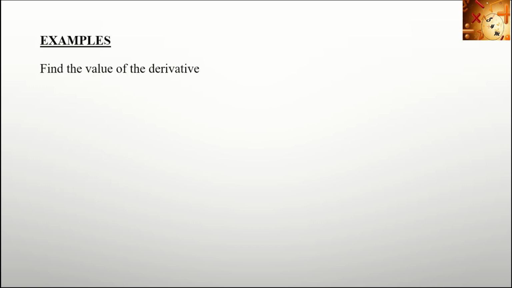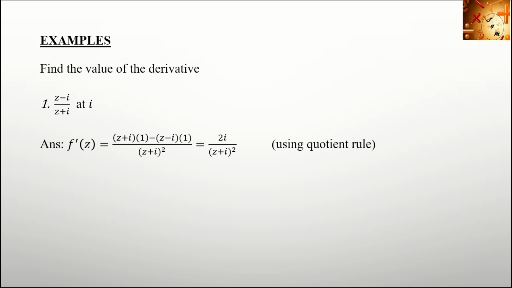Next, moving to the problems. Find the value of the derivative. Here the function is z minus i divided by z plus i at the point i. Here the function is of rational form. So for the derivative of z minus i divided by z plus i, we use the quotient rule. Quotient rule means denominator into derivative of the numerator minus numerator into derivative of the denominator, divided by denominator the whole square.